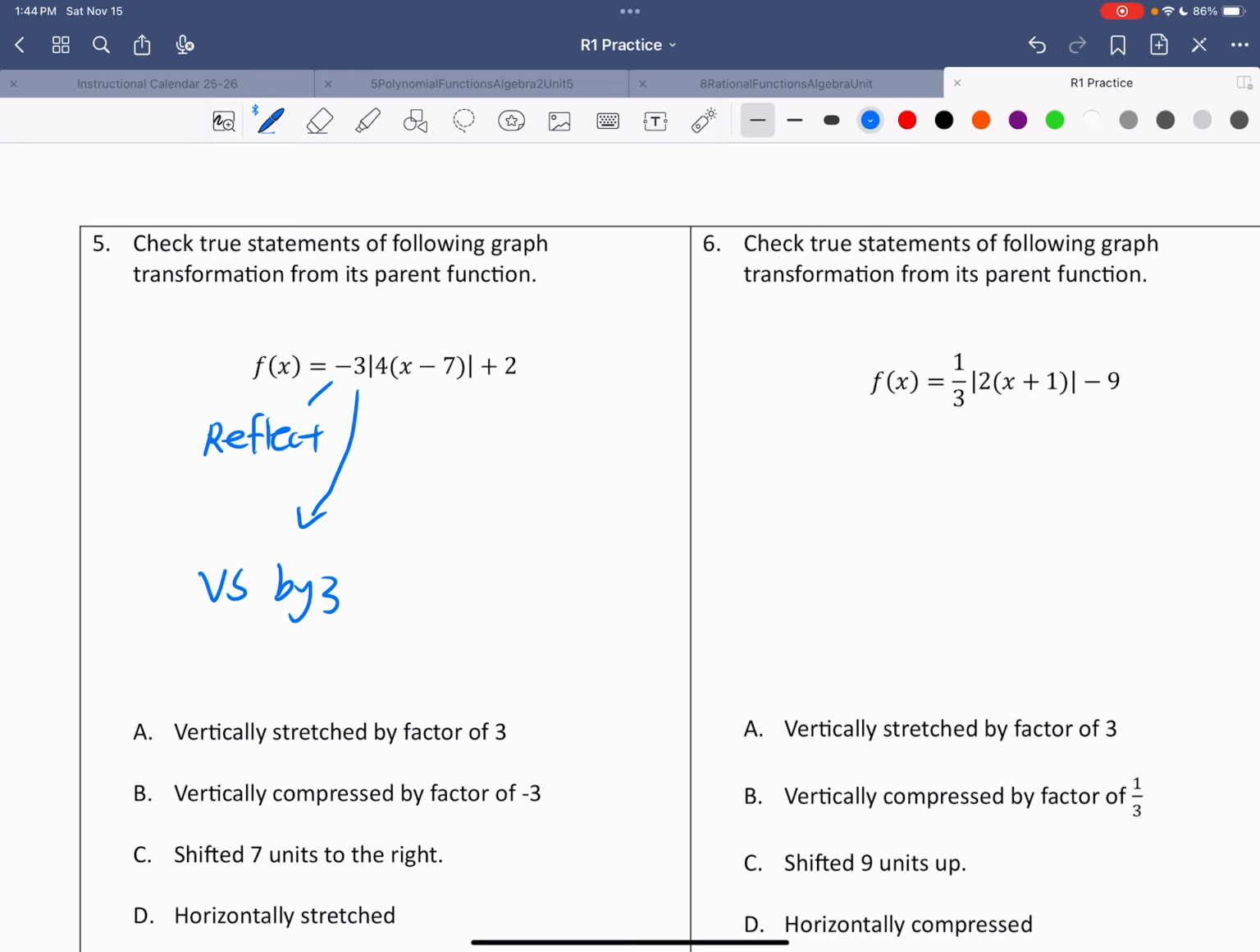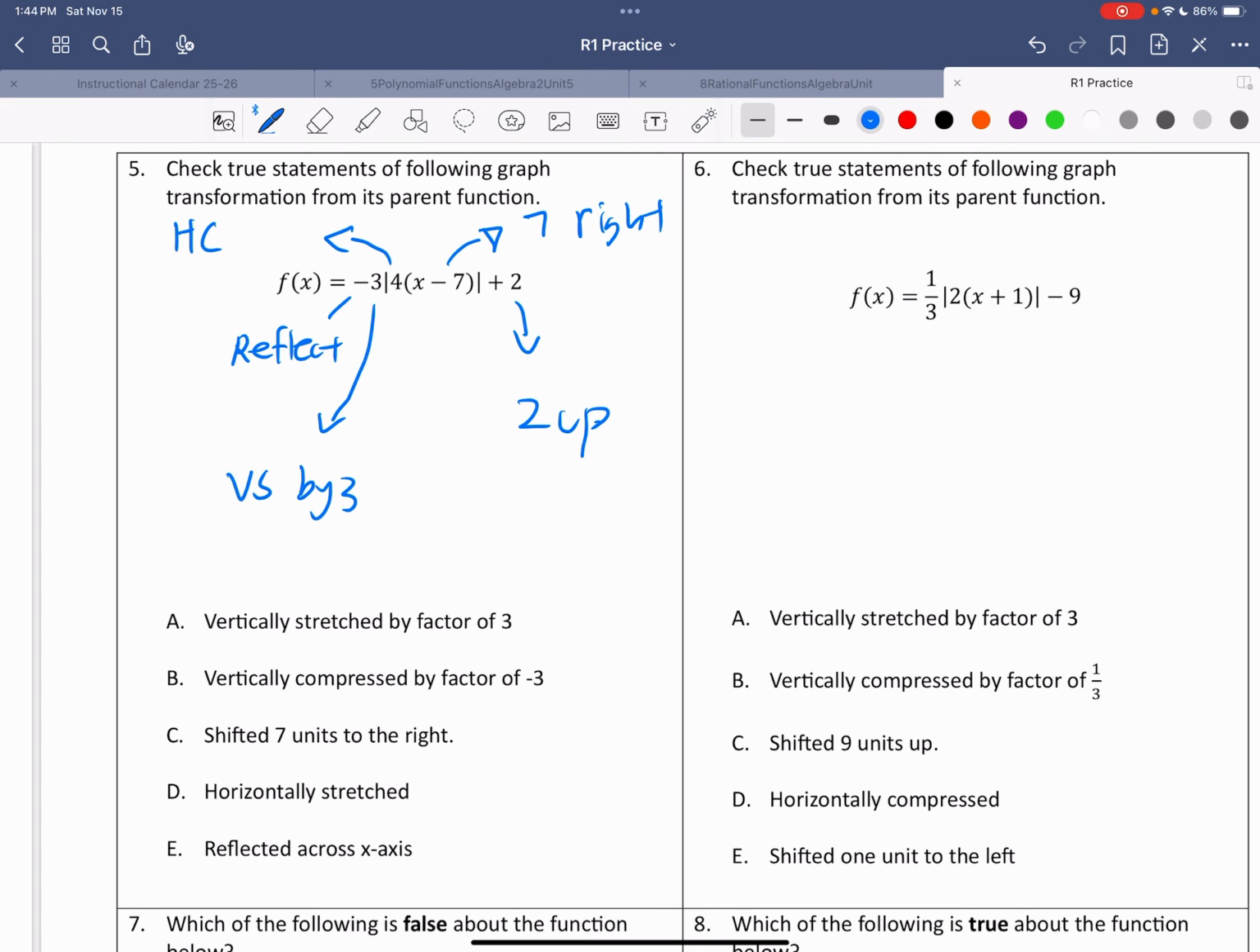Do you see this 4 is inside, in front of x? We call it horizontal. And this one is bigger than 1, so it's the opposite. It's horizontally compressed. I should say by 1/4, but I'm not going to even write it here. And this 7 is 7 units to the right because it's the opposite direction. And plus 2 is 2 up.